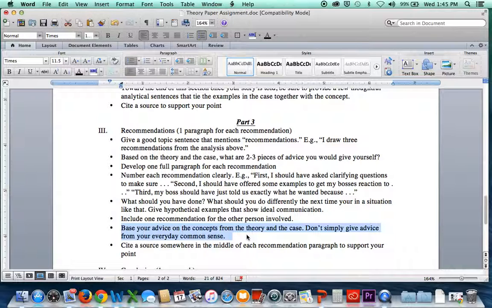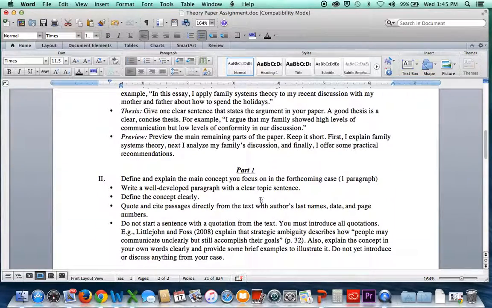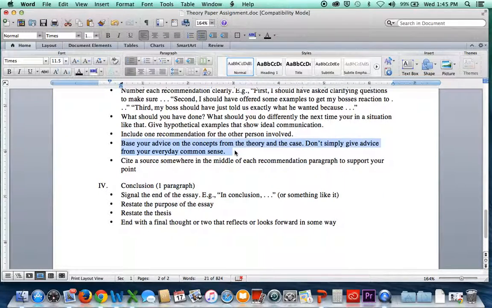So you just wrote a whole analysis in part 2 about what was going on, and you used this concept up here in part 1 to explain what's going on in the case. So don't step away from that. Stick right to it. And your advice should draw out of that concept and draw out of the case together. So let's pretend we're talking about argumentativeness and an argument with a roommate. Your recommendation should come out of that concept of argumentativeness. You should say, I shouldn't be as argumentative. Instead, I should look for a commonality.